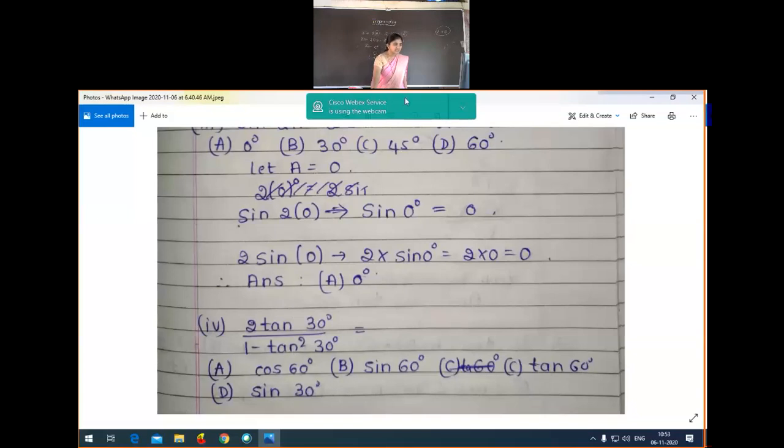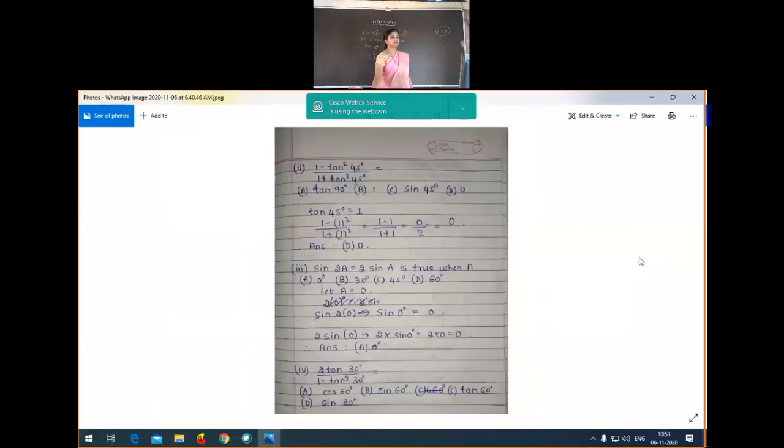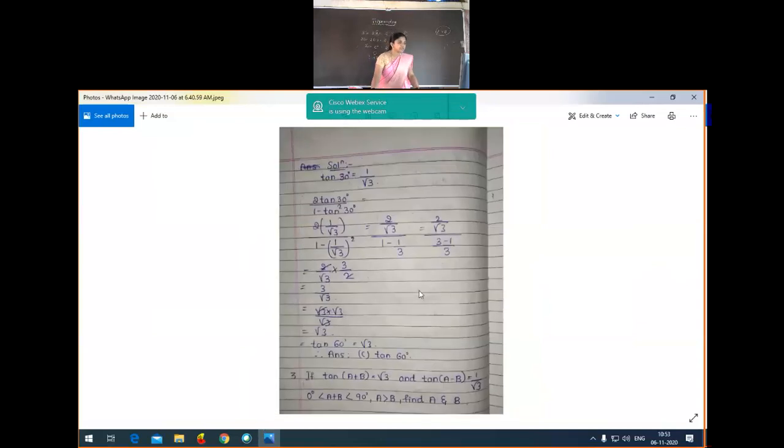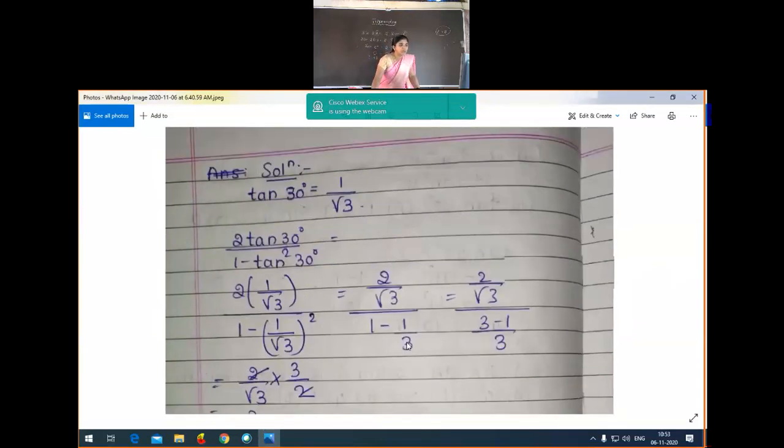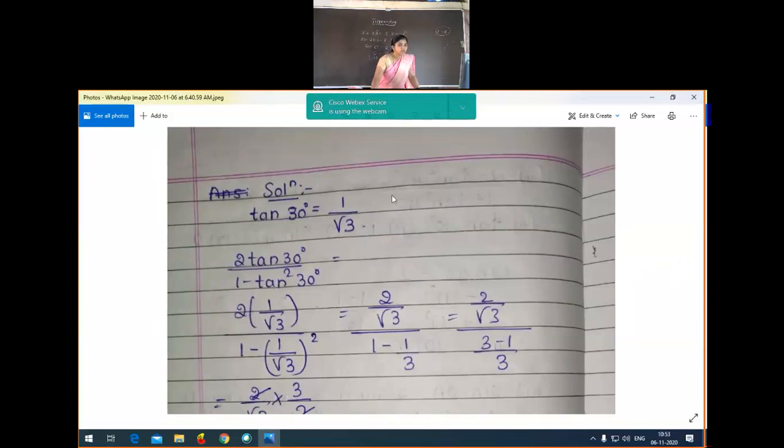Okay, shall we start the simplification here? Which value is needed actually? Tan 30 value is needed. So first we have to write that tan 30 and substitute. Tan 30 value is 1 by root 3. Remember, tan 30 is 1 by root 3. Now 2 tan 30 degree divided by 1 minus tan square 30 degree. Substitute 2 into 1 by root 3 divided by 1 minus 1 by root 3 whole square. Here also 1 by root 3.